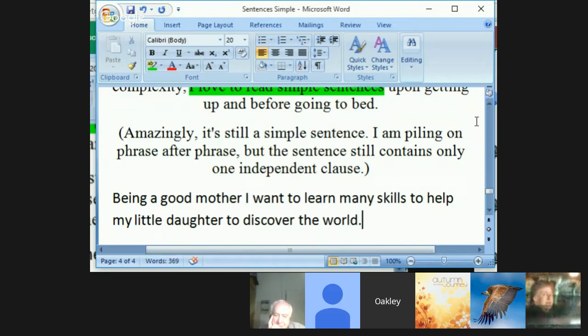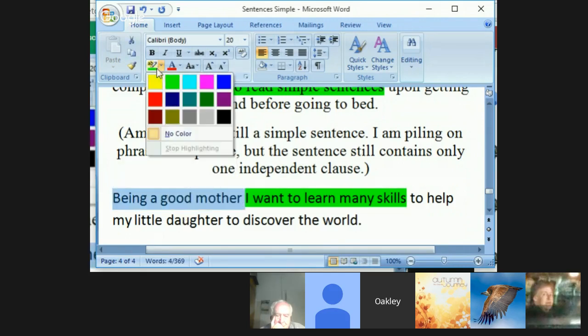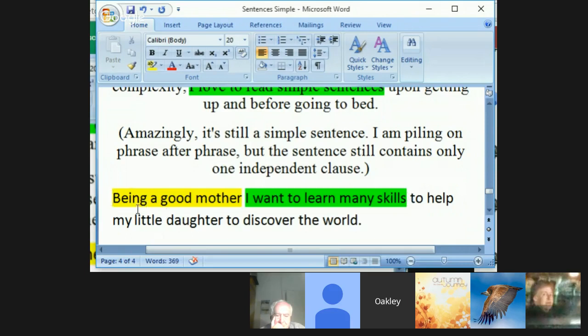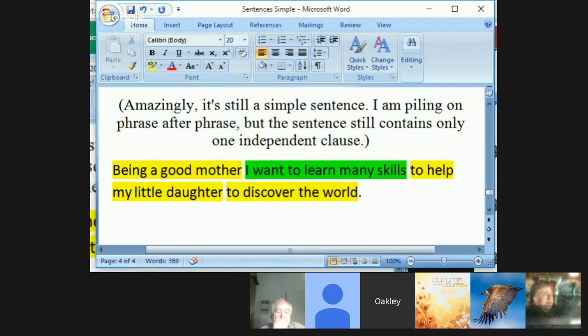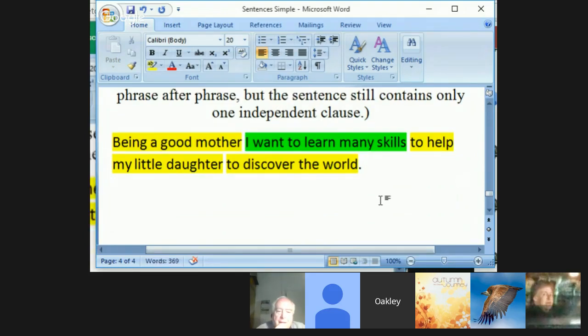Okay. You've got it. All right. Great job. Nyan, what is your independent clause? What is your simple sentence in here? I want to learn many skills. Excellent. Skills. Make sure you're pronouncing that S. All right. Here we have a participial phrase. You can start participial phrases with a gerund, or as you've done here, to help my little daughter, you started with an infinitive. Very good. To discover the world. And another phrase there. Excellent.